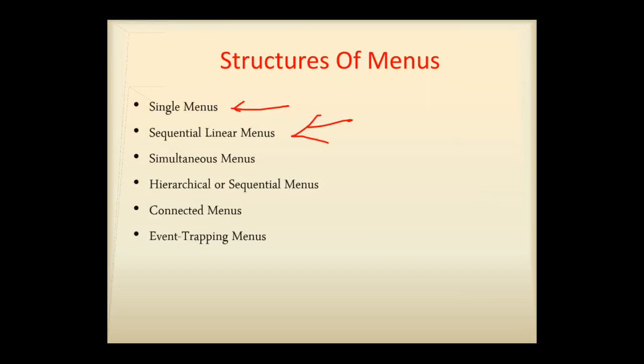So now we shall discuss the hierarchical or sequential menus. Before moving on to hierarchical or sequential menus, there are some problems associated with simultaneous menus too. For large collections of menu alternatives, the screen may sometimes look very cluttered, right? And then screen paging or scrolling may still be necessary to view all the choices.